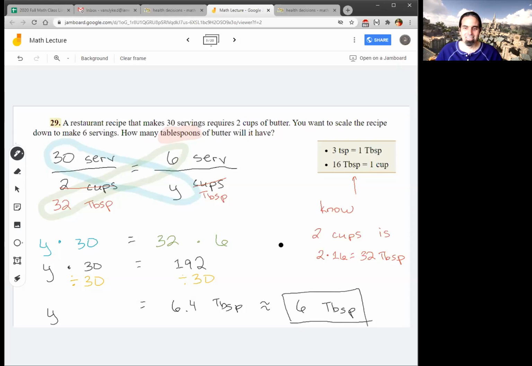It's cheaper to round down. My wife adds, it's cheaper if you round down. Yeah.